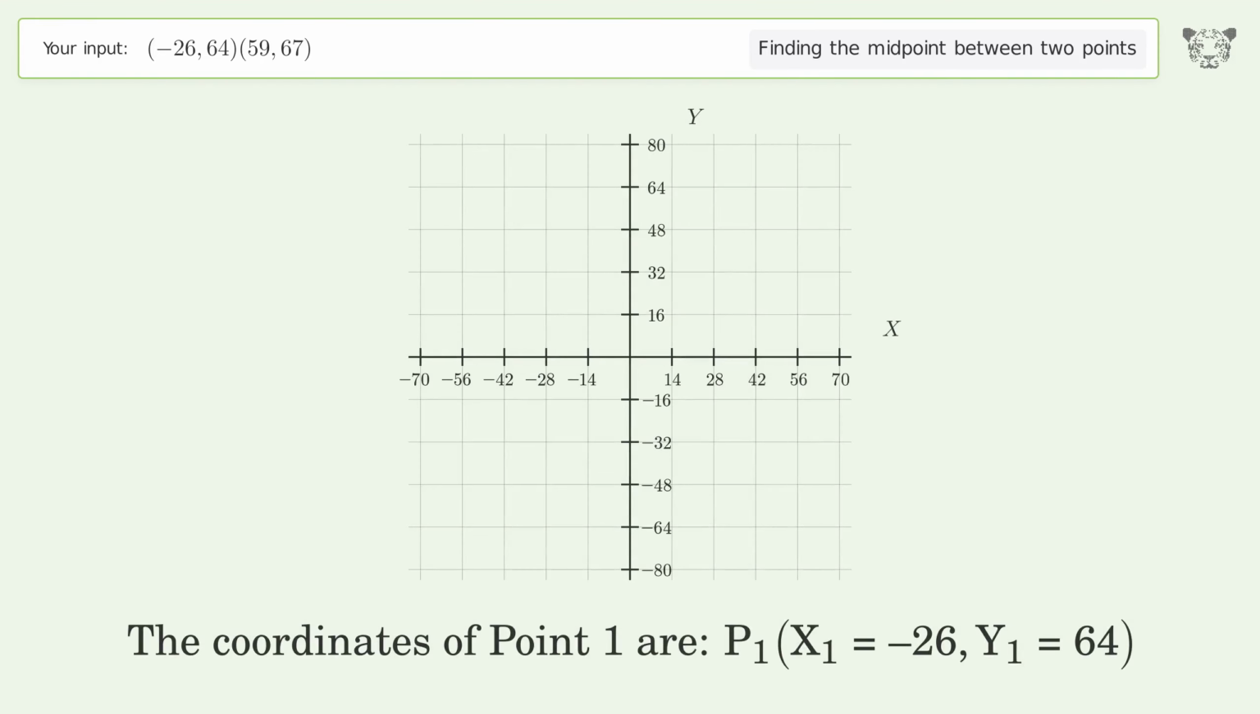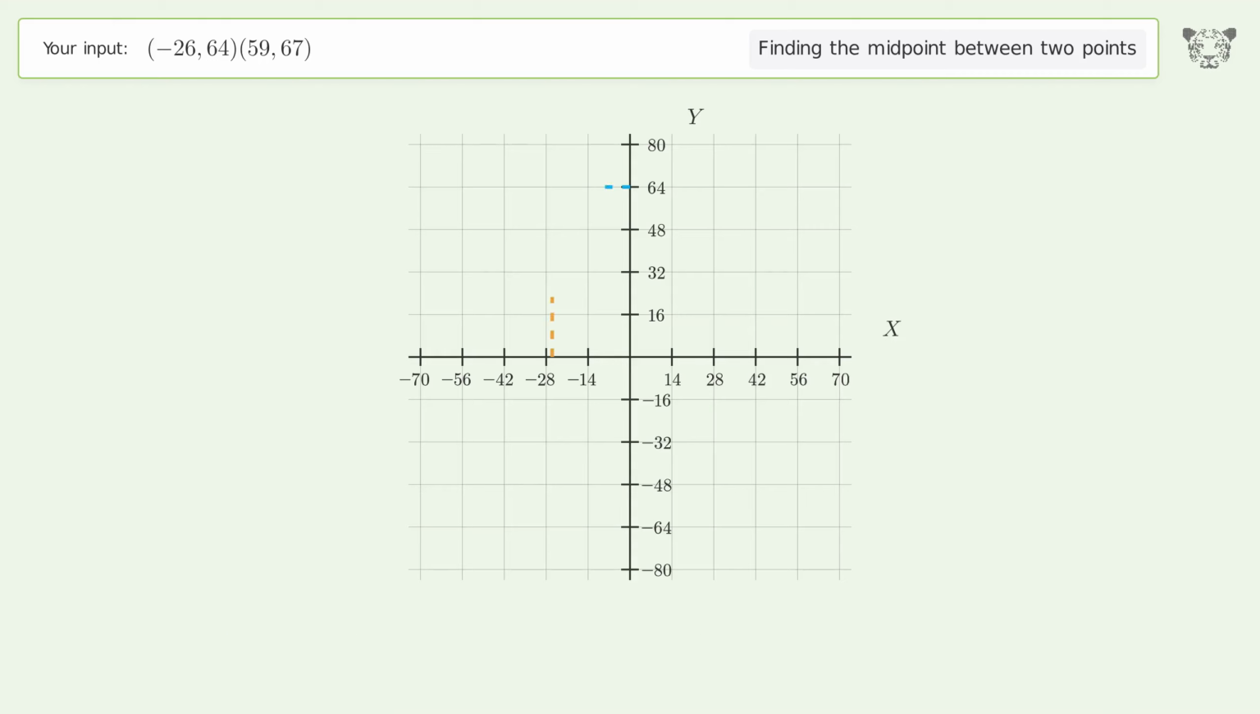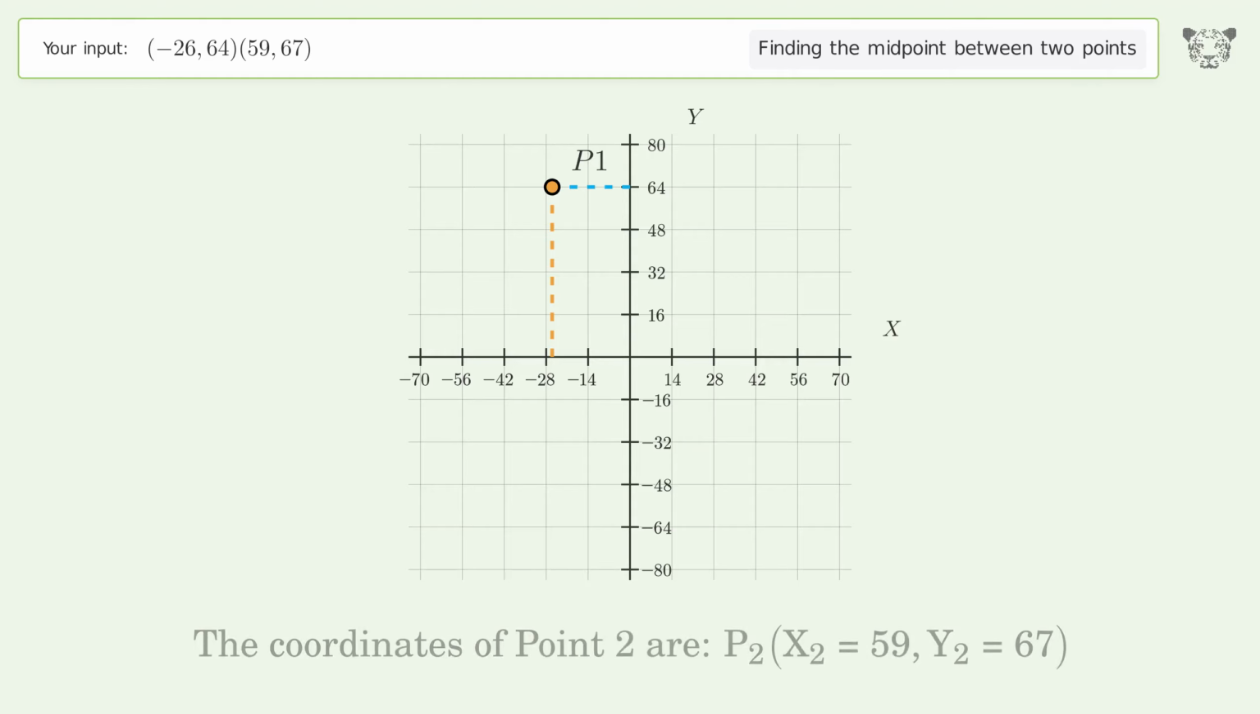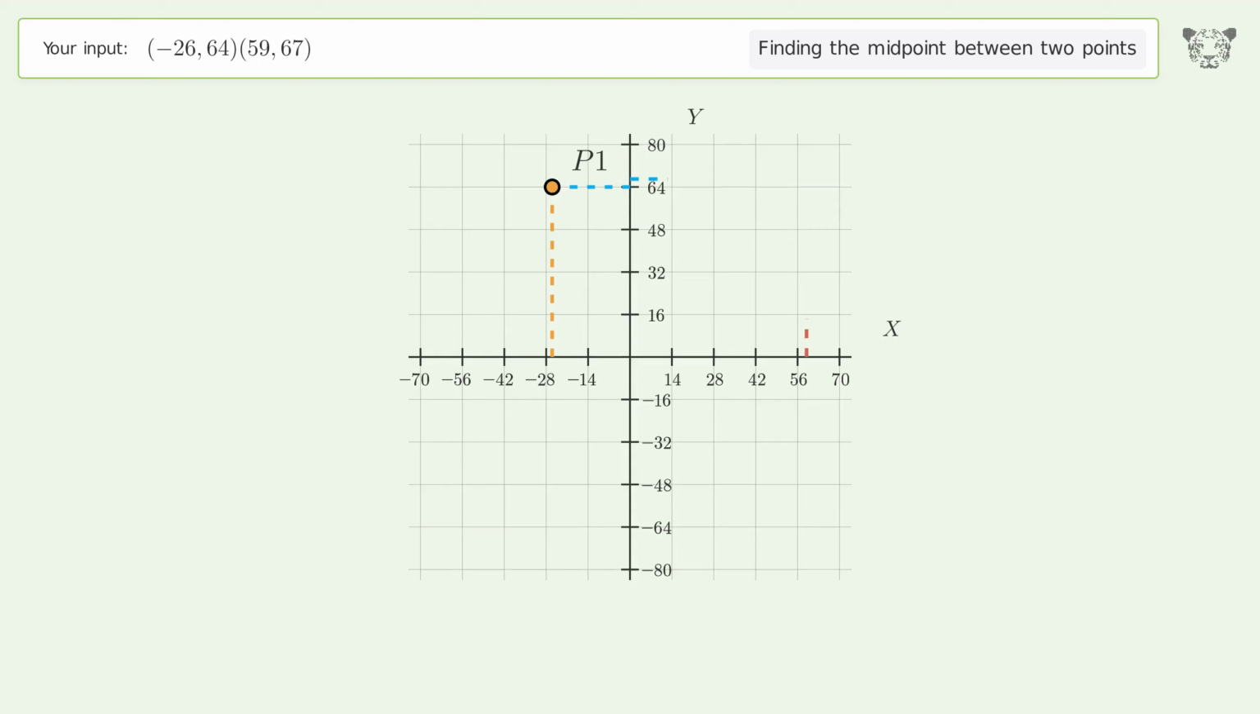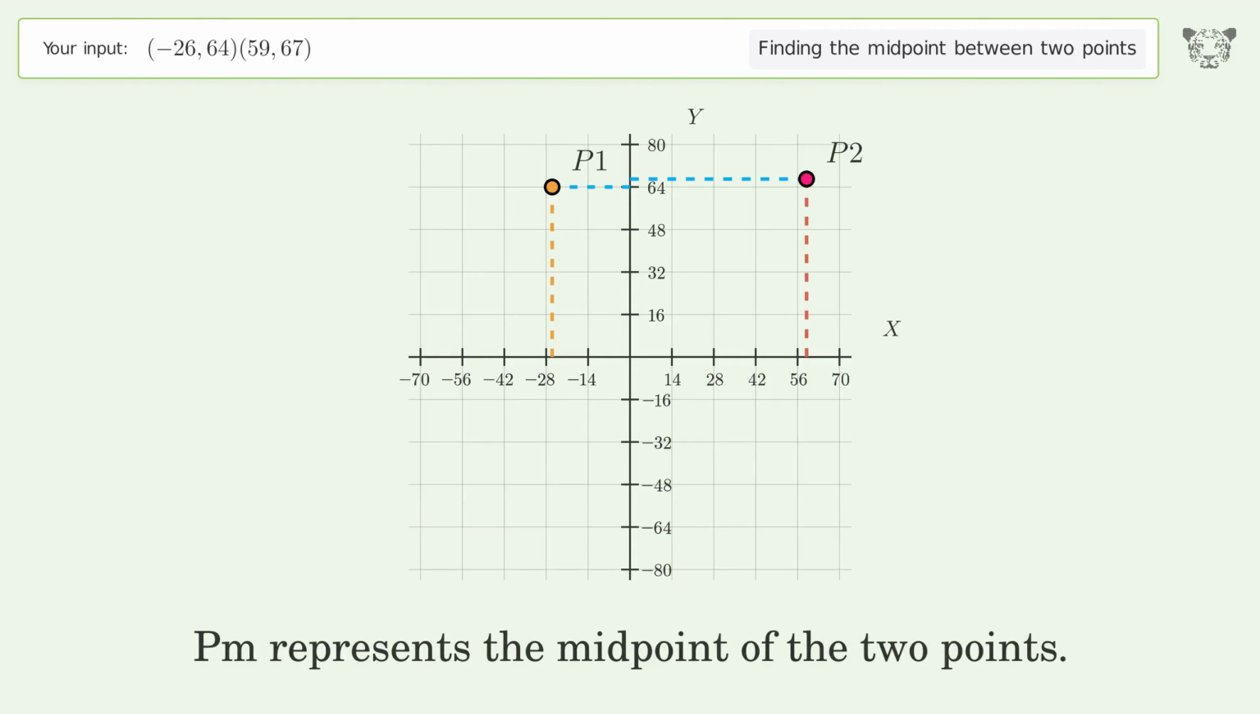The coordinates of point 1 are, x1 equals -26, y1 equals 64. The coordinates of point 2 are, x2 equals 59, y2 equals 67. PM represents the midpoint of the 2 points.